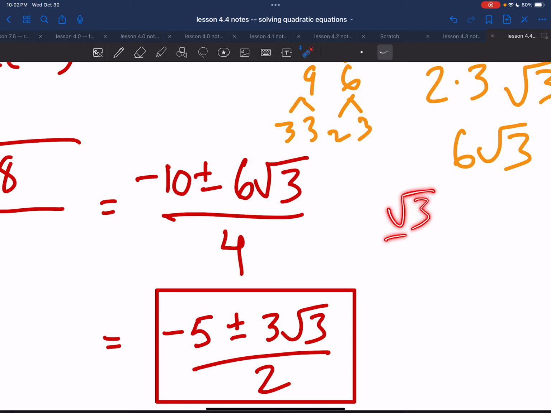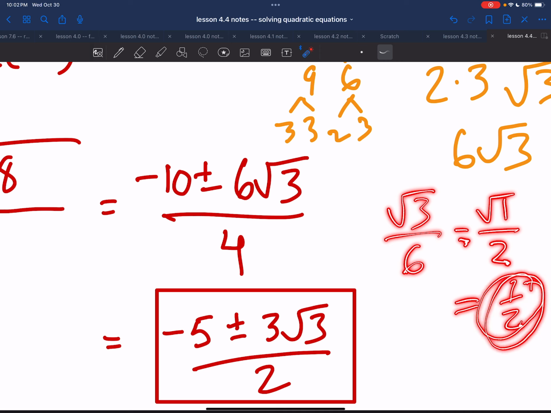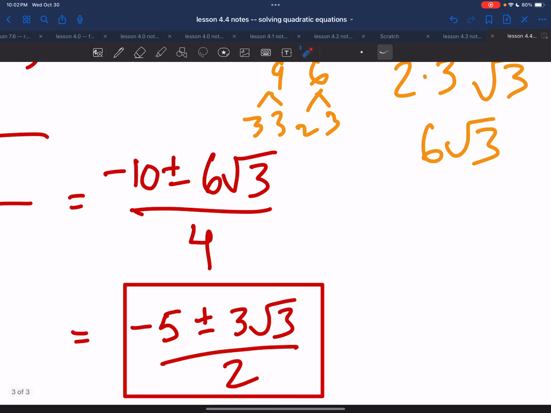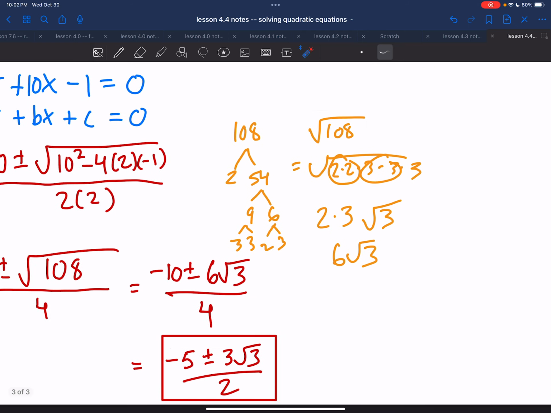If you had square root of 3 over 6, you might be inclined to say, well, you could divide both by 3, so that would be square root 1 over 2, right? I say, well, would it really? Because what's the square root of 1? It's 1, right? So is 1/2 the same as root 3 over 6? I say, no, right? That is not the same thing. So don't do that, okay? All right.